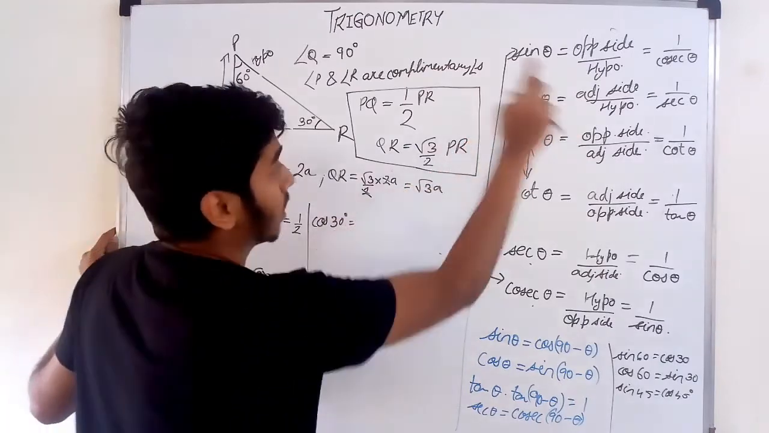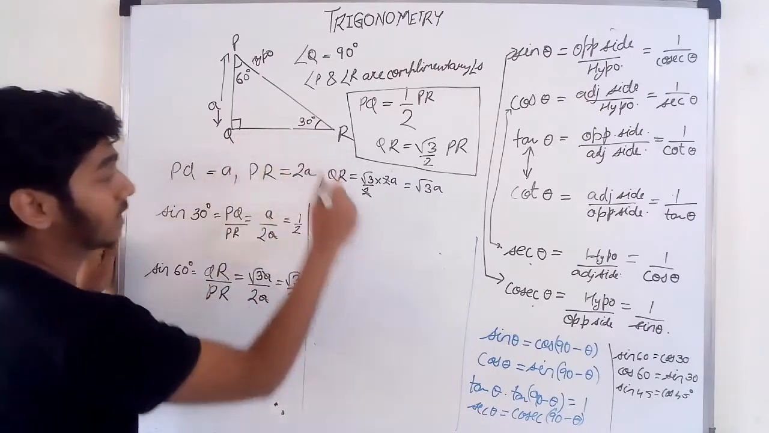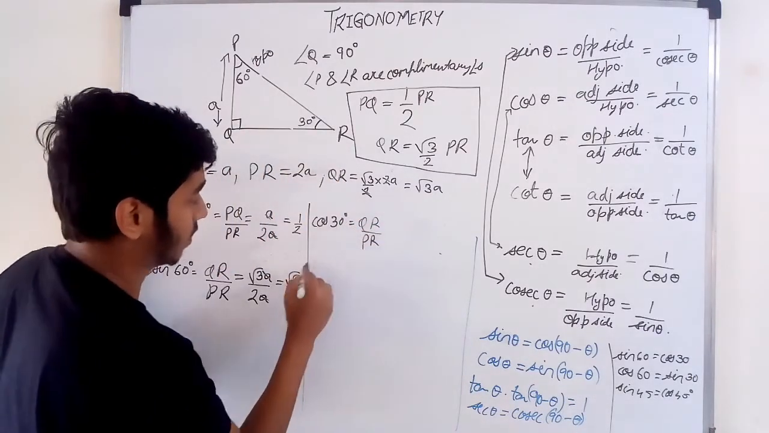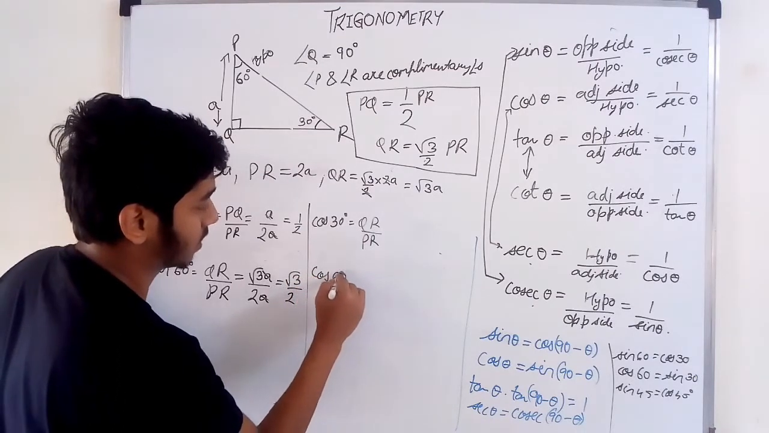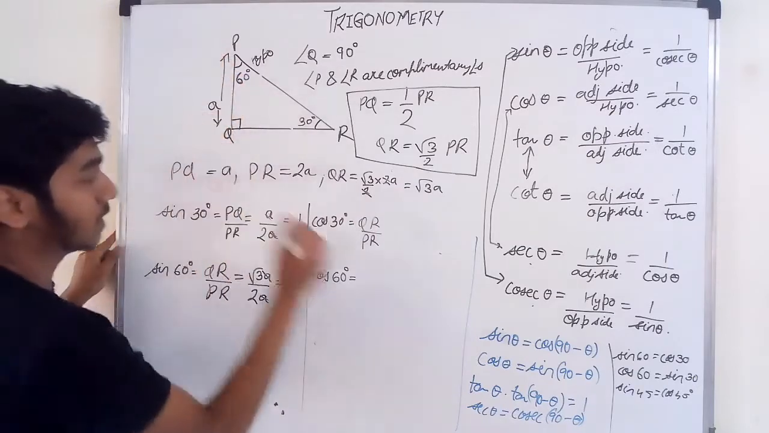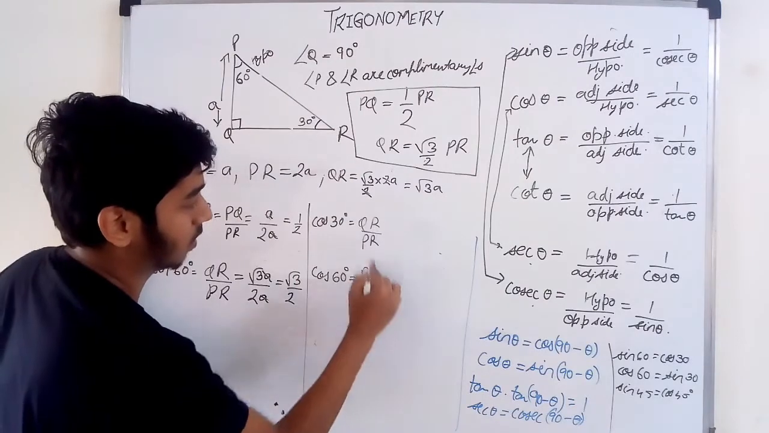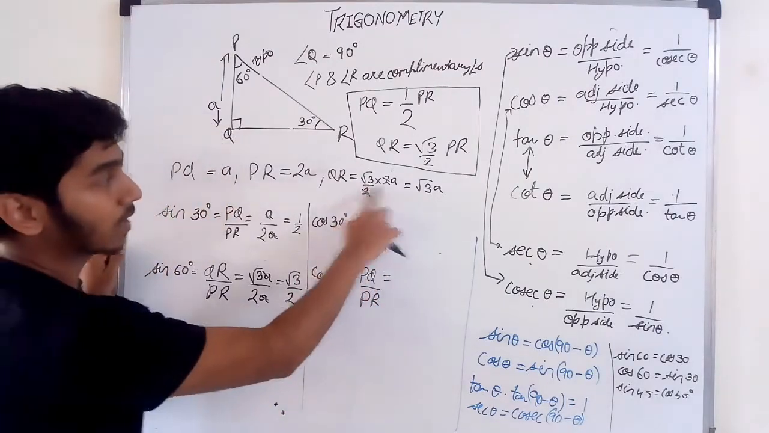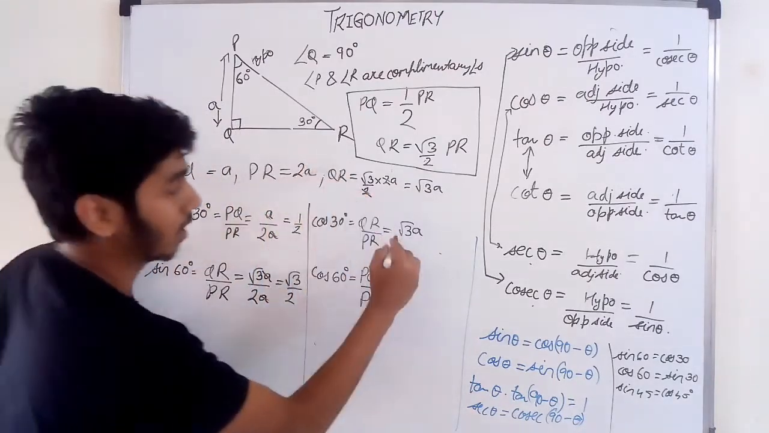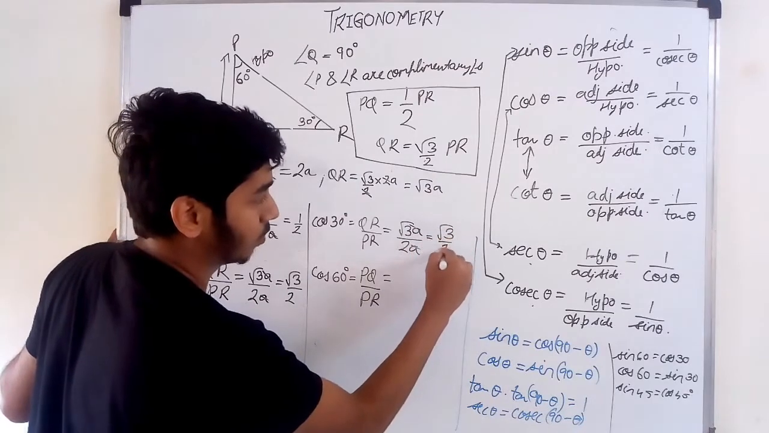So cos is adjacent upon hypotenuse. 30 is this. Adjacent side for 30 degree is QR. QR upon PR. And same way cos 60, this is 60. Adjacent is PQ. PQ upon hypotenuse, which is PR. Same way, QR is what? Root 3A. And PR is 2A. So root 3A upon 2A, A gone. Root 3 by 2.